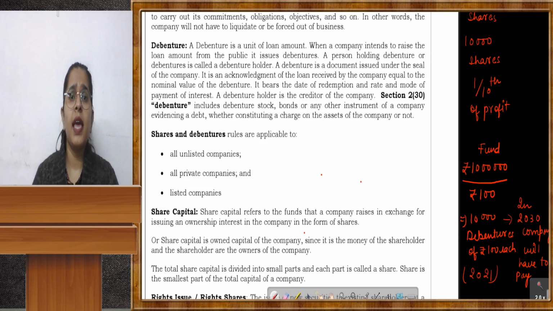Along with this, every year the company has to pay interest on this debenture, as we all know that whenever you take a loan you have to pay interest, right? Same in the case of debentures. If the company has taken a loan in the form of debentures, then it will have to pay interest to debenture holders, right?